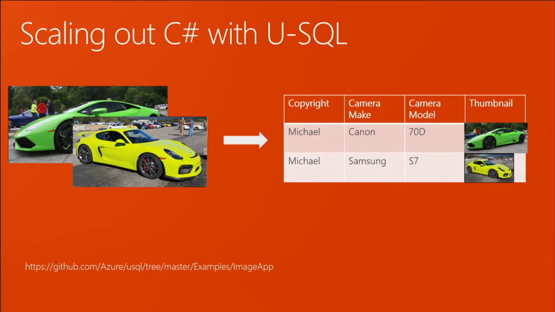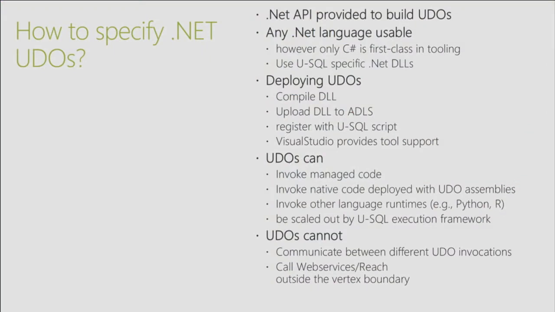So as you have seen now, we basically wrote our own code, not just something that we provide out of the box, to do some interesting image processing. Now, how do we specify these .NET UDOs? We have a .NET API that we provide to build UDOs. You can use any .NET language, not just C#, although C# is the one that we support easily out of the box. But I've known people that wrote UDOs using F#, for example. I haven't seen anyone using VB.NET yet, but maybe you are the first one.